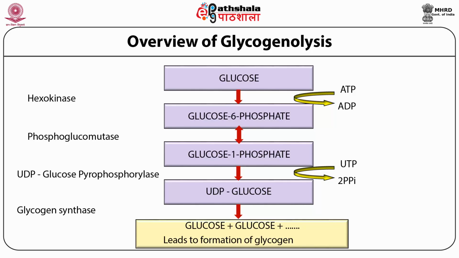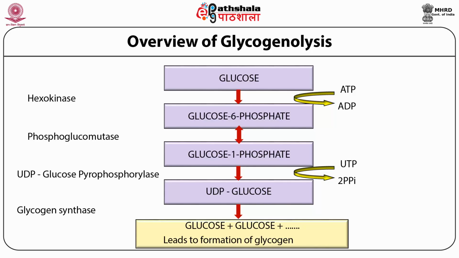Glycogen synthesis involves the use of an activated form of glucose. Mammals, fungi, and eukaryotic heterotrophic microorganisms use UDP glucose, while bacteria and photosynthetic eukaryotes use ADP glucose. Initially, glucose is phosphorylated to glucose 6-phosphate. This reaction is catalyzed by hexokinase in the muscle or glucokinase in the liver.